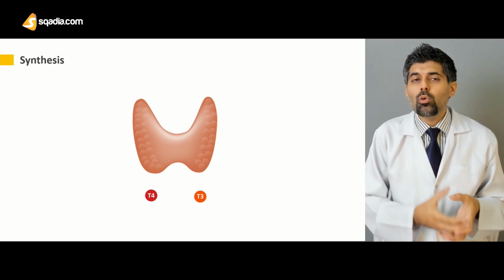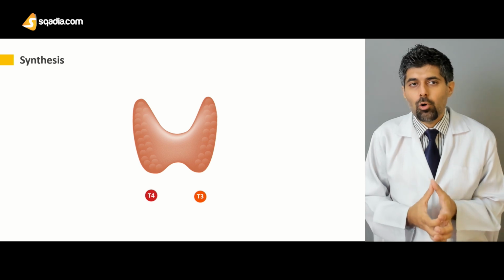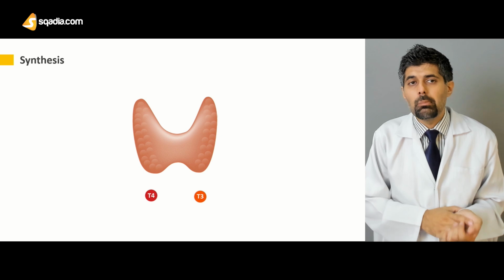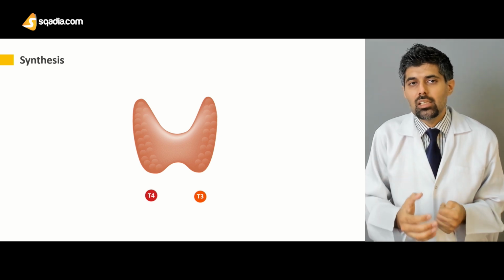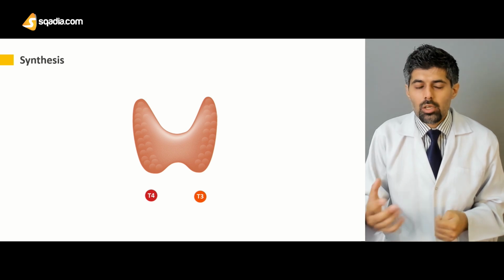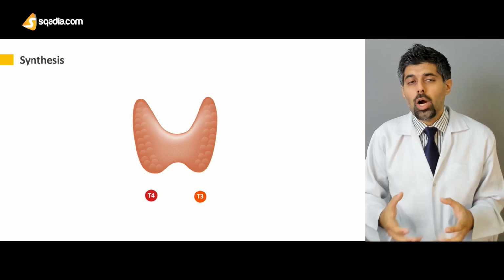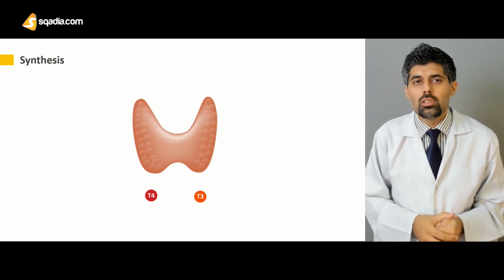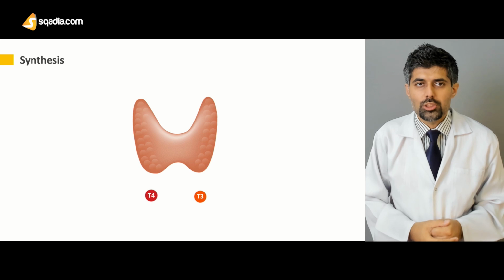It is T4, which is usually the inactive form. It circulates more widely in the bloodstream, but when it enters the cell, it is transformed into the T3. Now, how it happens, why it happens, we will discuss while discussing the regulation of the thyroid hormones.